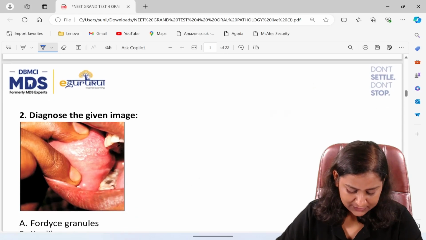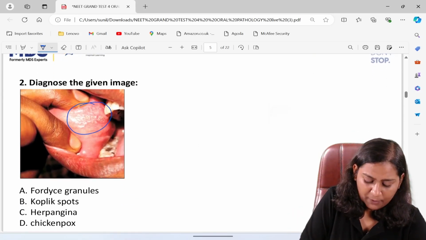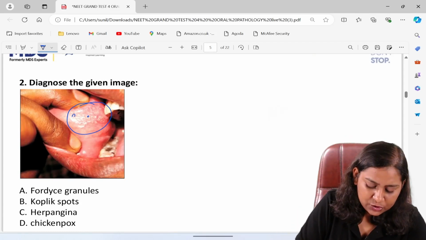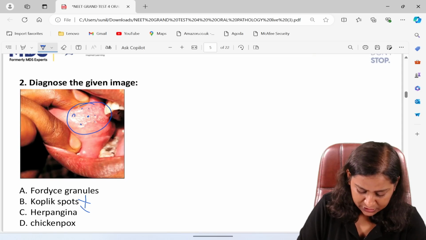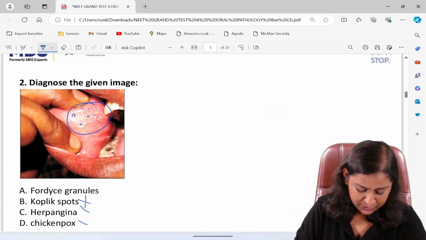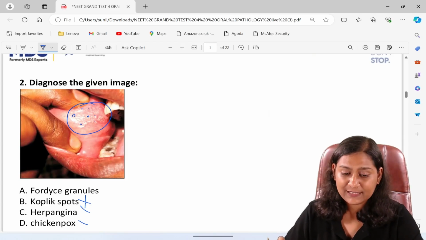Now, what is this? These are most commonly seen on the buccal mucosa first of all. These are yellowish to white spots. These are not Koplik spots, not herpangina, not chickenpox. They would have mentioned something if it had been chickenpox, herpangina or Koplik spots. So this is a normal Fordyce granule.